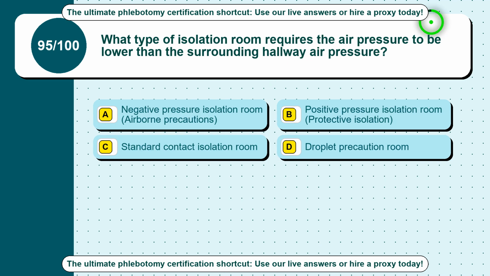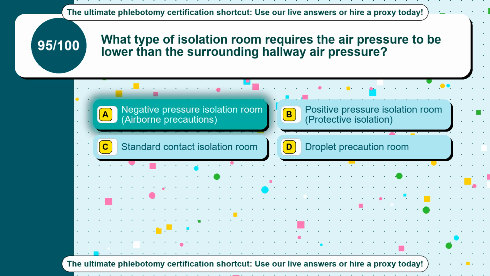Question 95. What type of isolation room requires the air pressure to be lower than the surrounding hallway air pressure? Option A. Negative pressure isolation room, airborne precautions. Option B. Positive pressure isolation room, protective isolation. Option C. Standard contact isolation room. Option D. Droplet precaution room. The correct answer is option A.